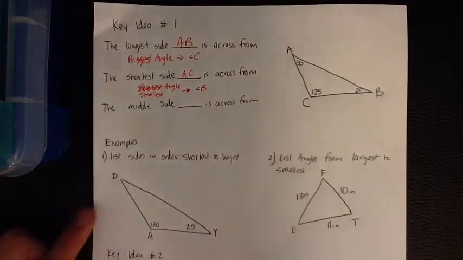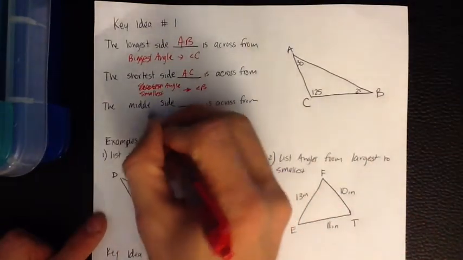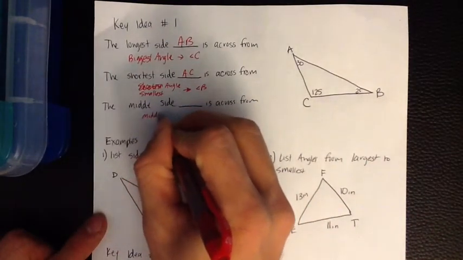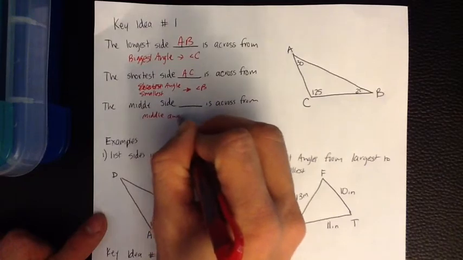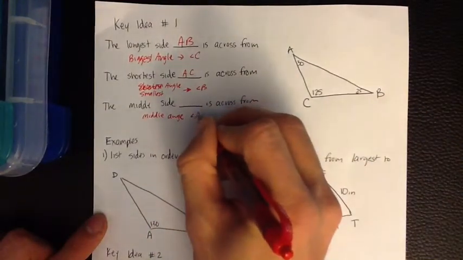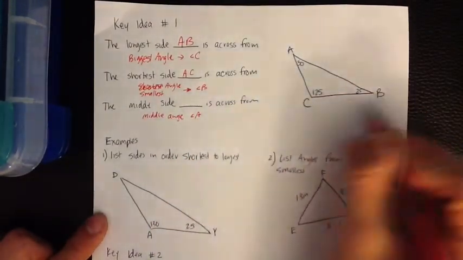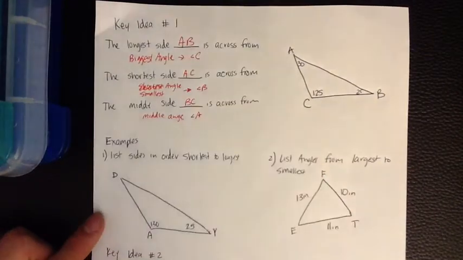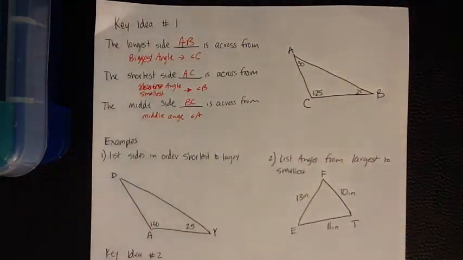And so the middle side has got to be across from the middle angle. In this case the middle angle is angle A, and so the middle side has got to be BC. Okay, that's your big idea number one.